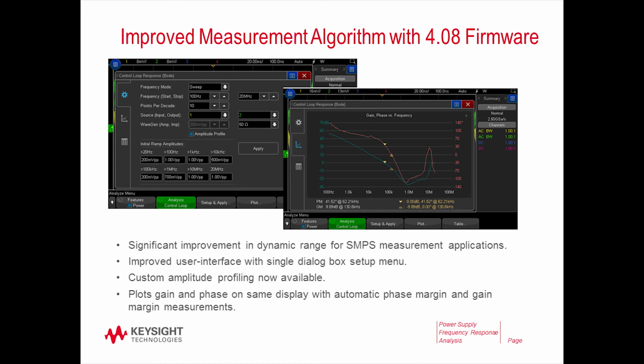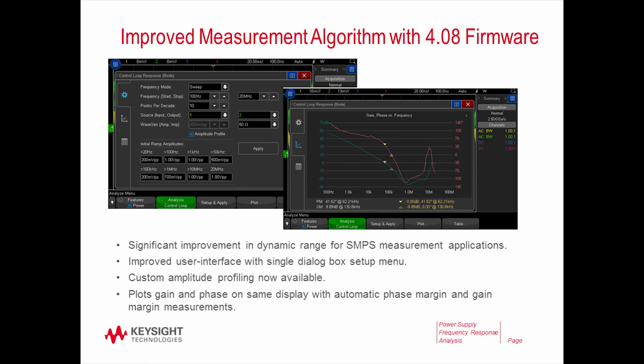We also added custom amplitude profiling, so you can customize the test amplitudes at different frequency ranges to avoid distortion and to get the highest dynamic range. We can also now plot both gain and phase on the same display as you see here on this slide, along with an automatic measurement of phase margin and gain margin.